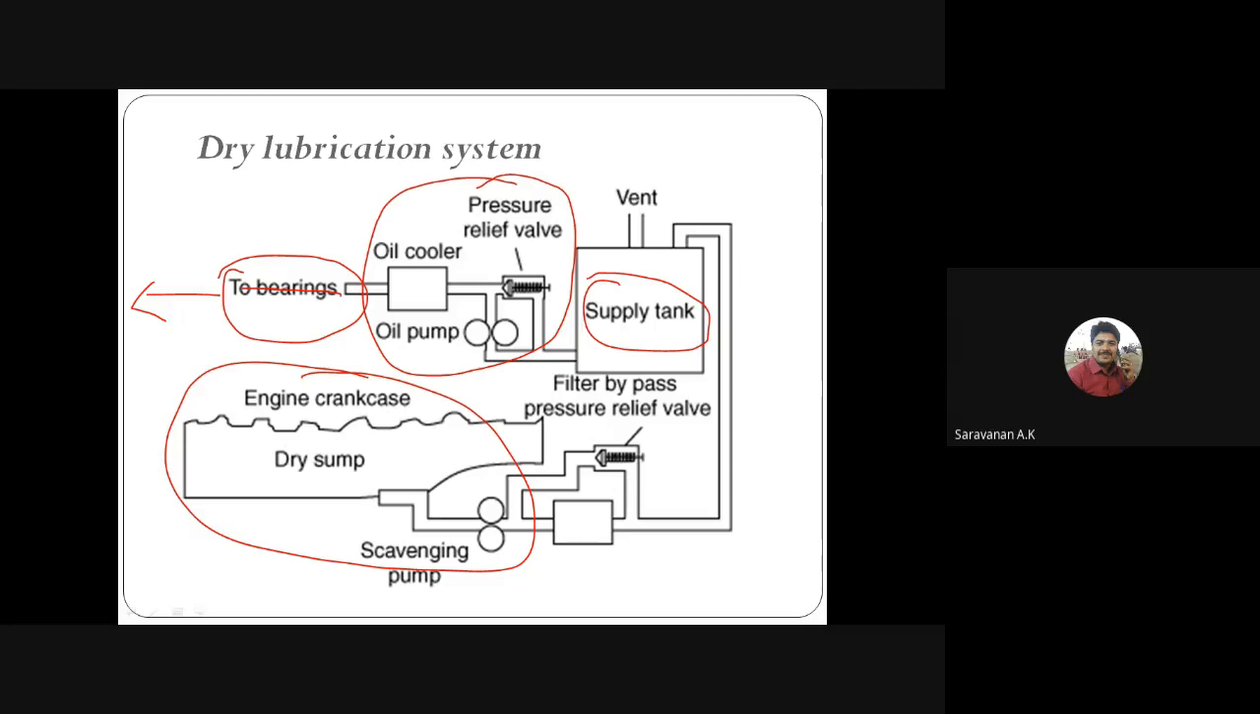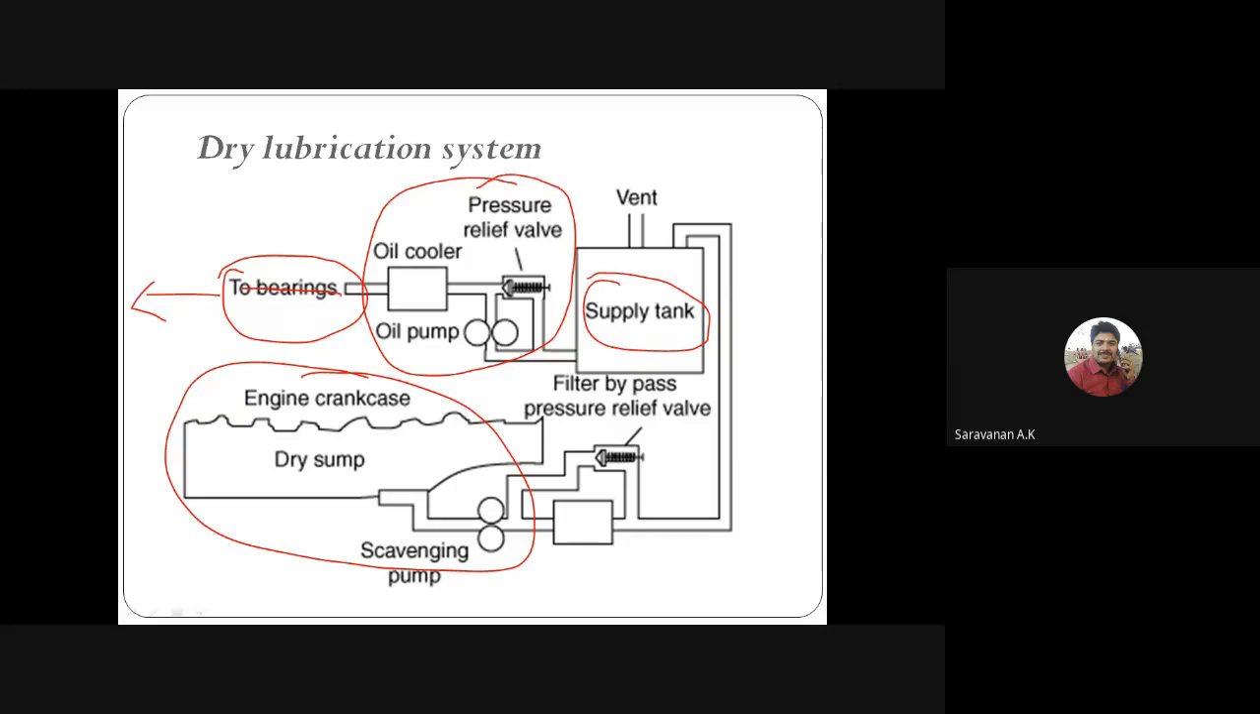So where the lubricant is required, through the oil cooler, it will be pumped, cooled, and sent to the engine system. In the system, the oil pressure may vary from 3 to 8 bar, and the pressure relief valve is used to prevent the excessive pressure buildup after the cold start of the engine. So we have to prevent that, so we are using the pressure relief valve also.